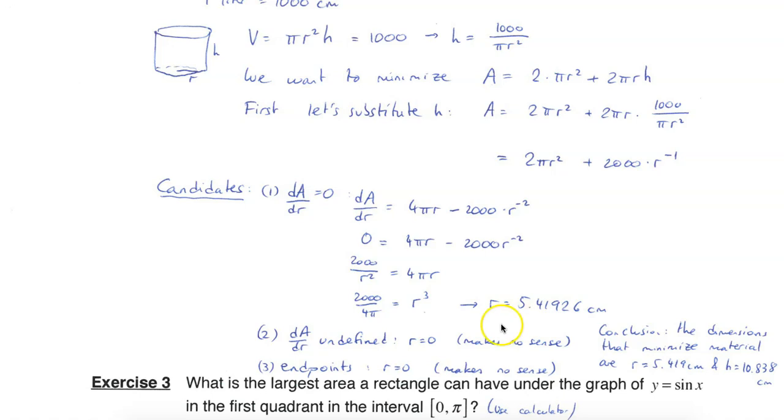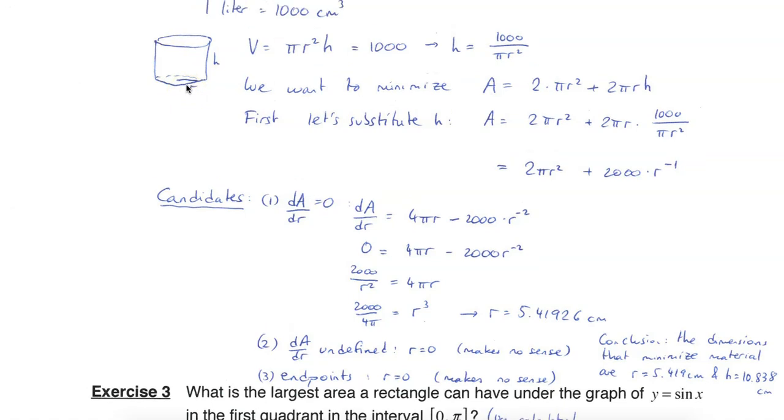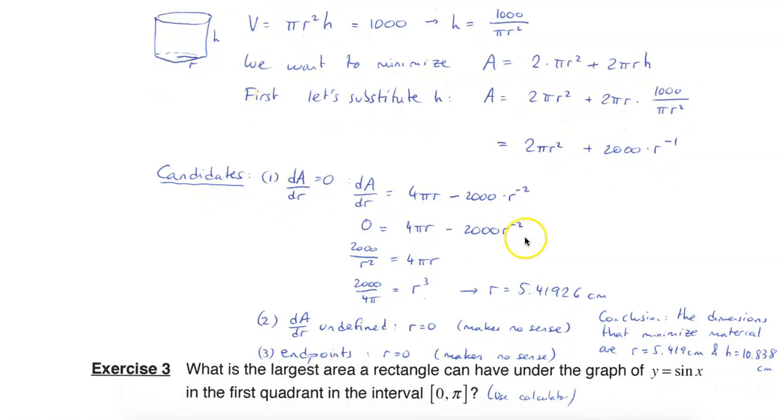Then, dA/dr is undefined when r equals 0, but if you think about a cylinder that would have a radius of 0, it's not even a spaghetti. It would be infinitely thin, and in exchange it would need to be infinitely high to have a volume of 1000 cubic centimeters. So that just doesn't make sense at all.